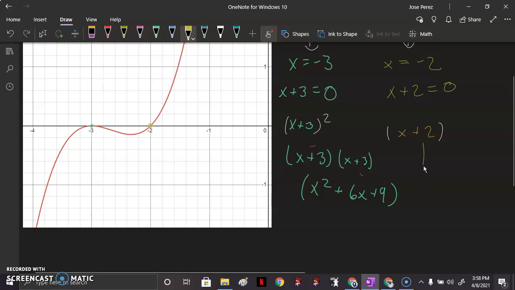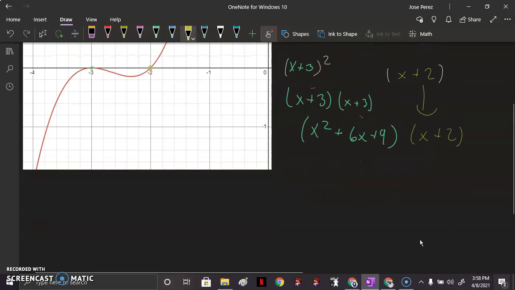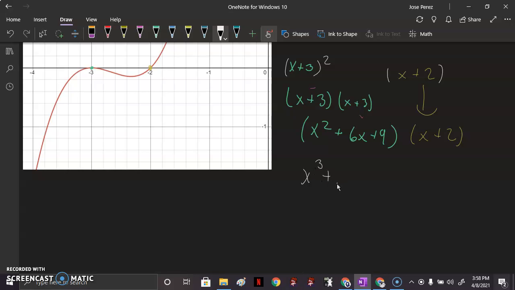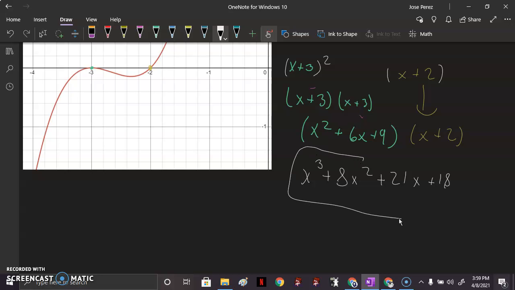And now we're going to bring this one down and multiply by x plus 2. You can FOIL again if you like, or use whatever method you like. And what we should get is x cubed plus 8x squared plus 21x plus 18. And we're done.